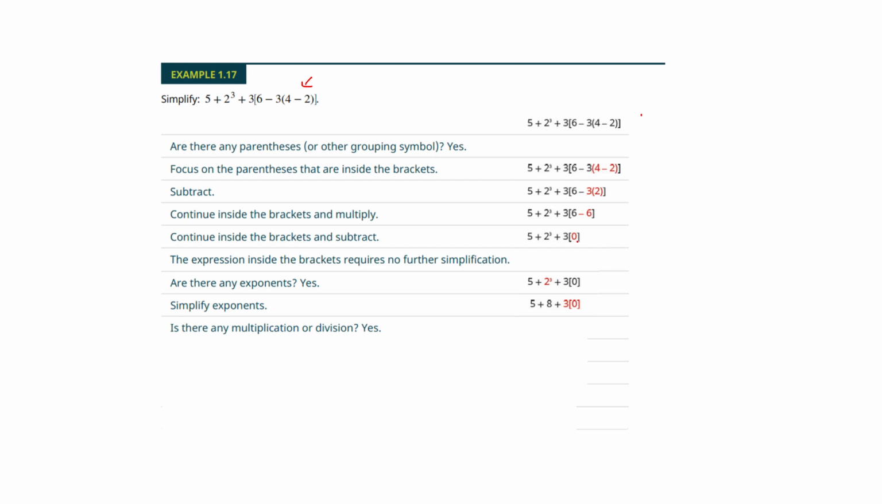So we've tidied up the grouping symbols. Next is exponents. So 2 to the third is 8. Now, all we have left is multiplication, so we're doing the 3 times 0, which is 0. Now, we have a bunch of addition. Plus 0 doesn't really mean anything, but we have 2 additions, so we're going to work left to right. That gets us 13, plus 0 is just 13.